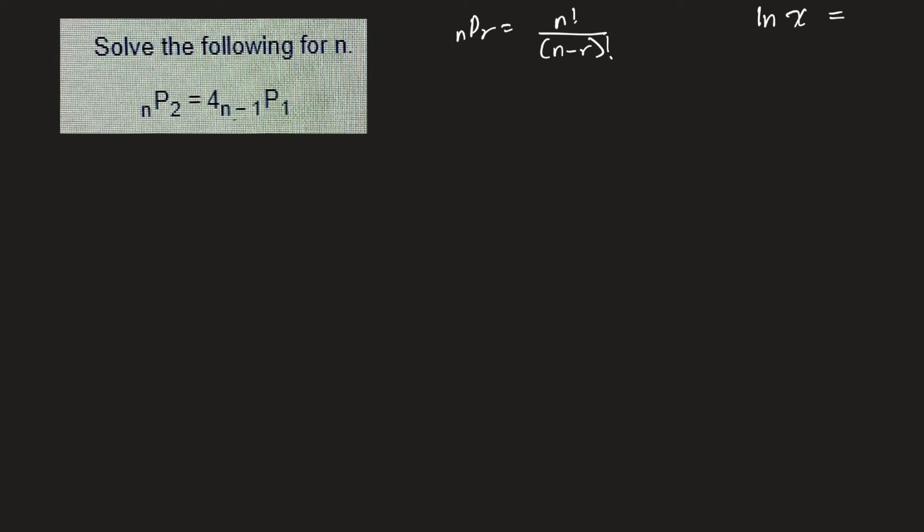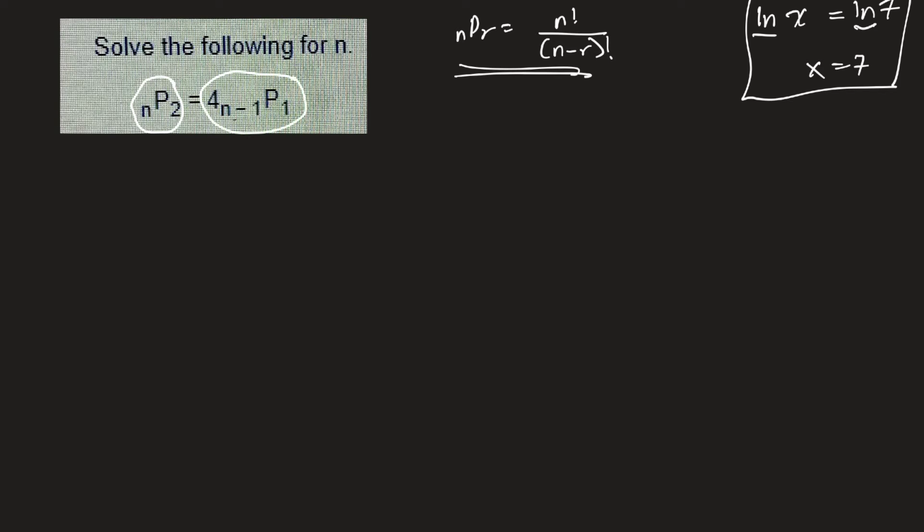where if I have ln of x is equal to ln of 7, since you're taking the ln of each side, then you can drop the lns and just call it x equals 7. So what we're trying to do in the same kind of game here is look for things that are common that I could drop. So I've got one side here that I'm going to apply this formula to, and then I'll have another side here that I have to apply the same formula to. So let's do it first with this nP2.